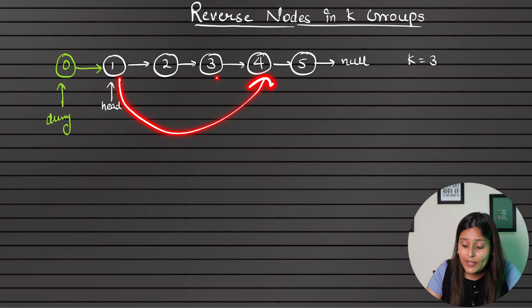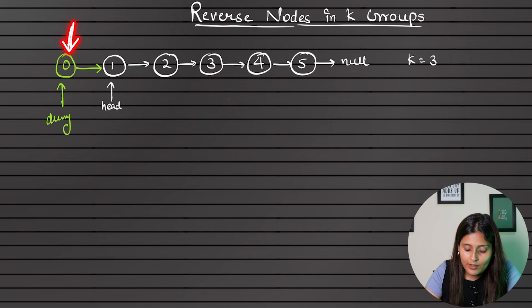For that, it is very important to reach here, by taking k distance. So I will start my current from here. I will take k jumps: 1 jump, 2 jump and 3 jump. After taking 3 jumps, I will be standing here. So can I say my current is pointing to this, correct?